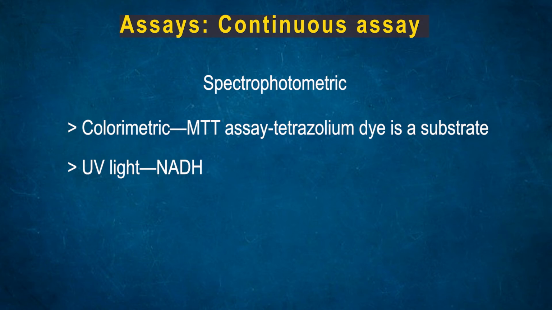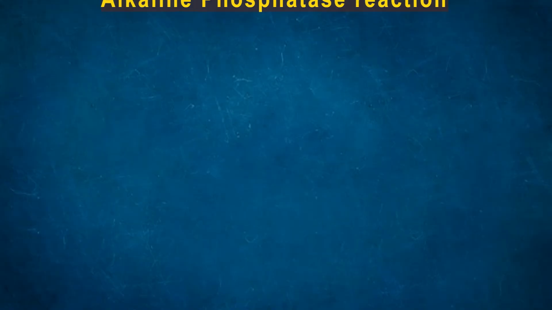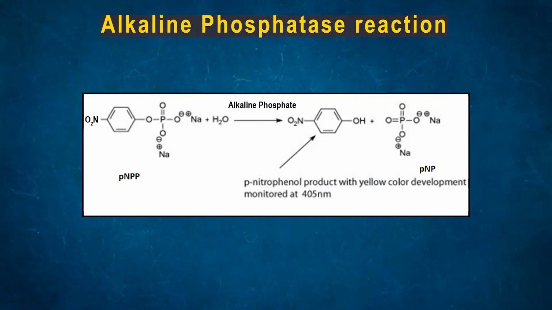So colorimetric change can be observed by MTT assay, where tetrazolium dye is a substrate here. Or sometimes the activity of the alkaline phosphatase can also be monitored by means of paranitrophenyl phosphate, and paranitrophenol is produced, which is yellow in color and can be monitored at the wavelength 405 nanometer.